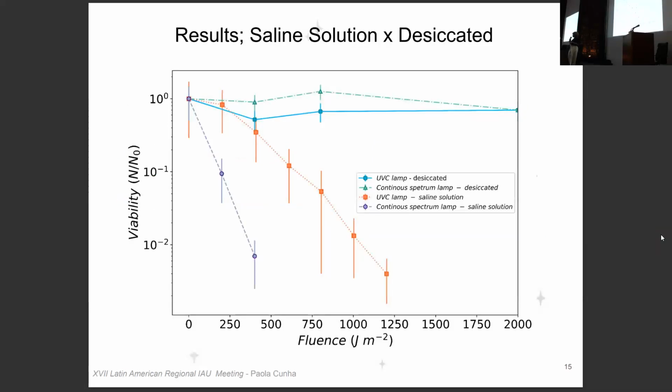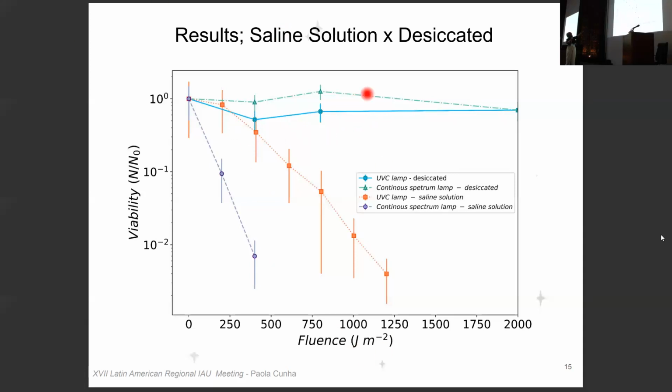Okay, so let's see our results. First, let's compare the saline solution experiments and the desiccated ones. Here in this plot, we have the fluence here, and here we have the viability, N per N0. N is the sample irradiated for different values of fluence, and N0 is our control group, so it was not irradiated.